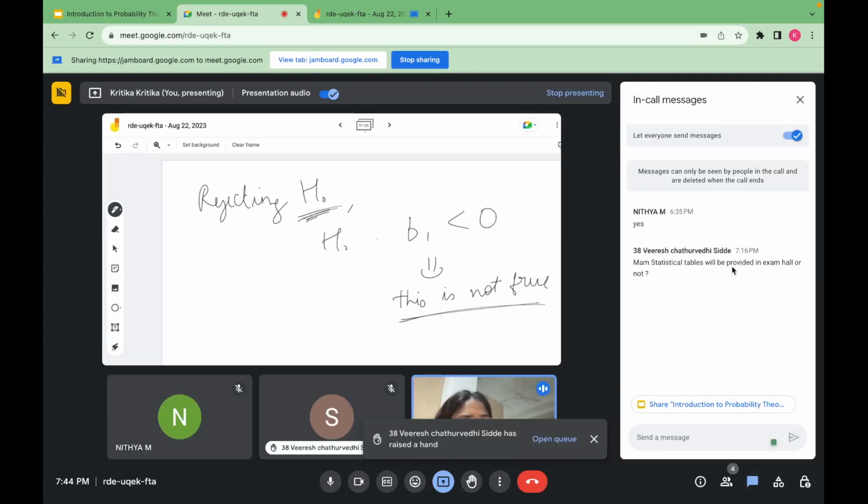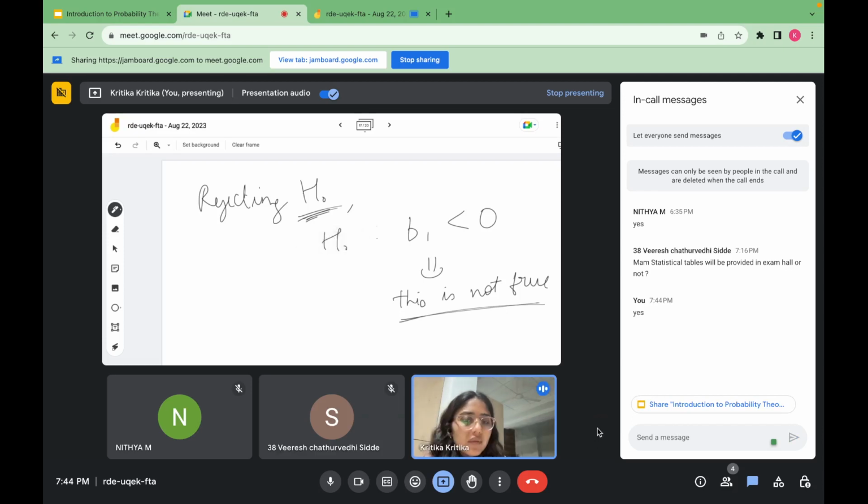Okay, ma'am, statistical tables will be provided in the exam? Yes, they will be provided. I am not aware of who is making your exam papers, but generally in such papers they will give you the statistical tables, and if they don't give them, they will put the values for these statistics. So this is all for today's lecture.